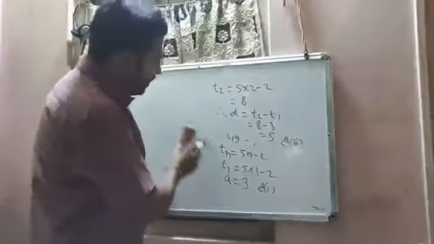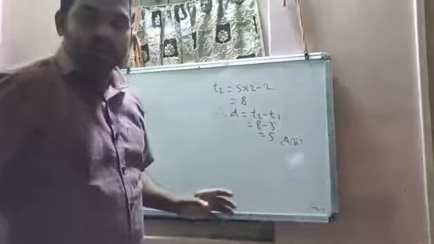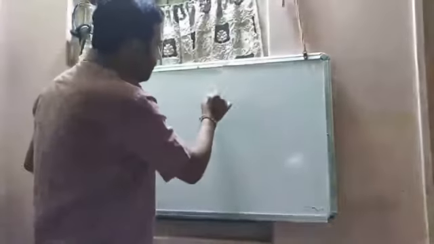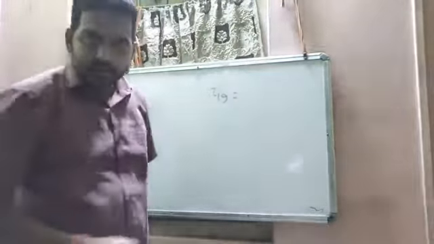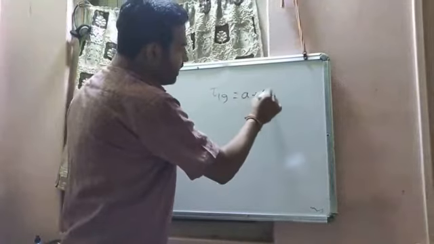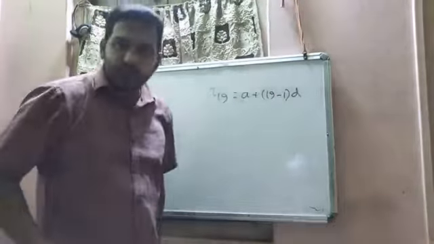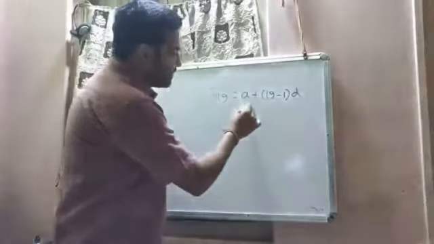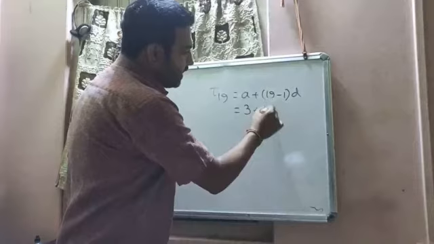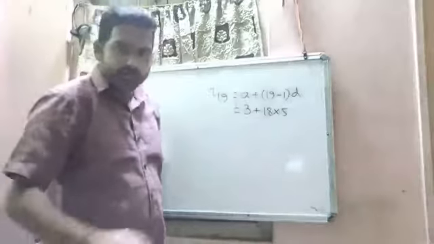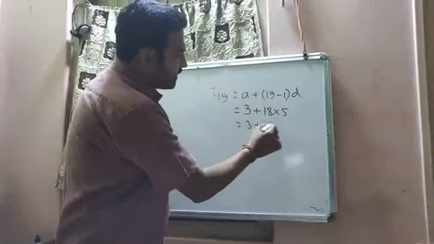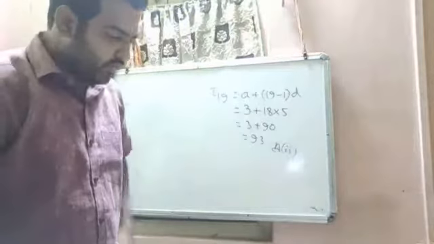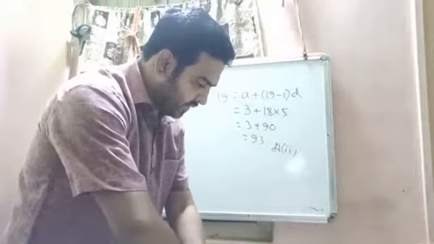Now, A is equal to 3, D is equal to 5. We have to get the 19th term now. T19 is equal to what can we write? A plus 19 minus 1 into D. This is what we have already learned. So A, we have calculated, is 3. The first term was 3. 19 minus 1 is 18 into D was 5. Isn't it? So 3 plus 18 5s are 90. That is 93 is the 19th term. We have already calculated the 19th term as 93.